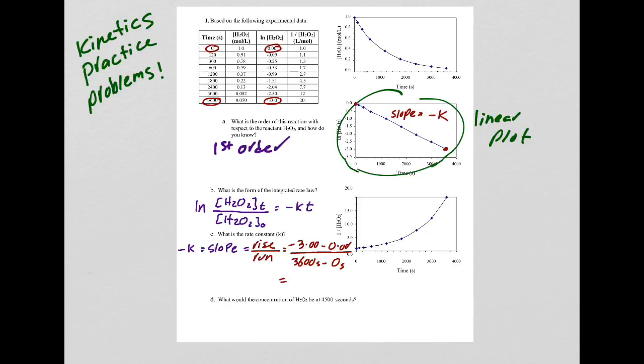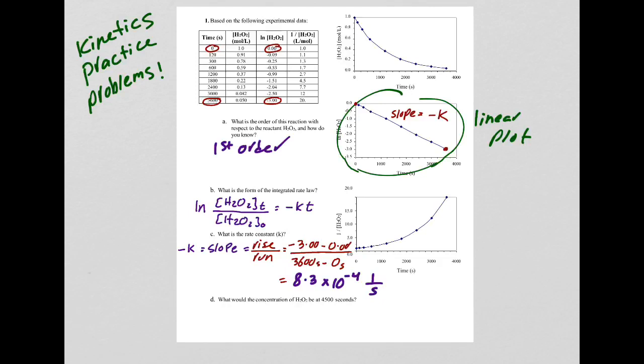So if I plug it in for 2 sig figs, don't forget the sig figs, what I end up getting is 8.3 times 10 to the minus 4. That's going to be my slope. Now, you tell me, what is the unit for K? First order reaction is 1 over s, 1 over time. Beautiful. All right, next one.